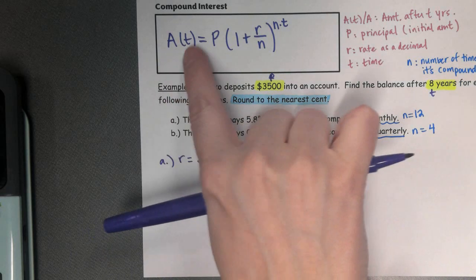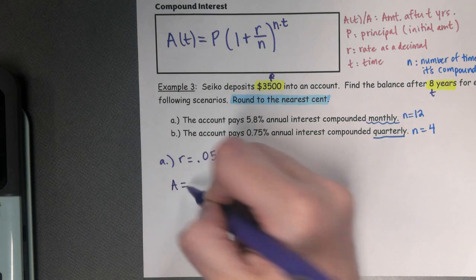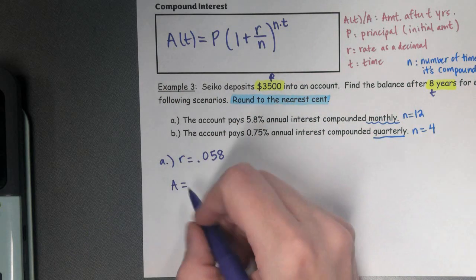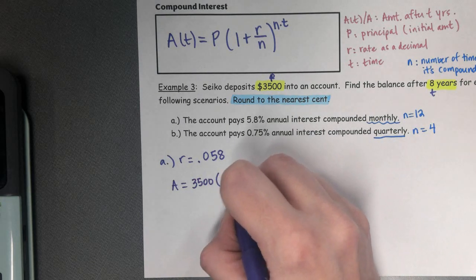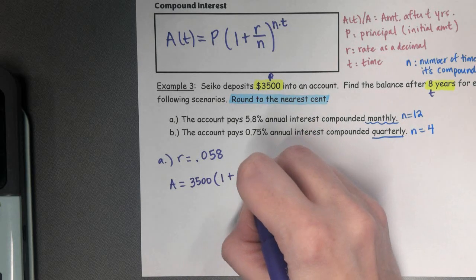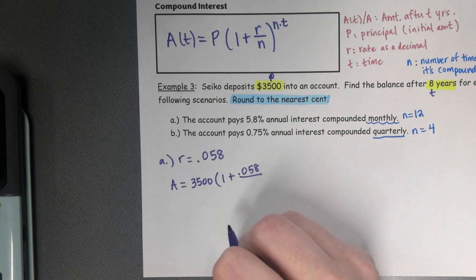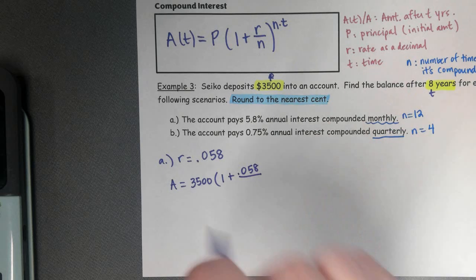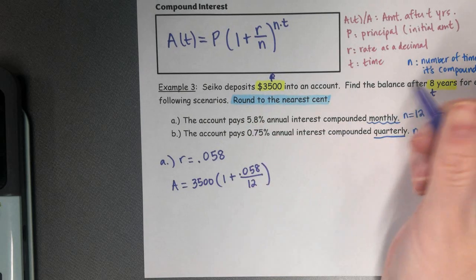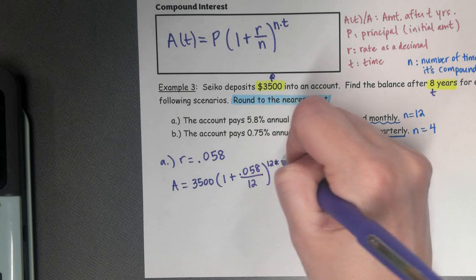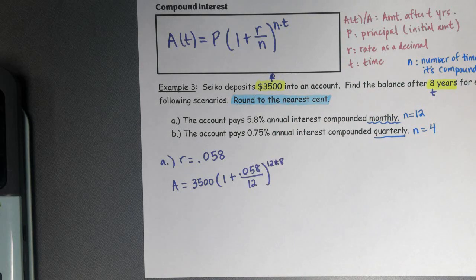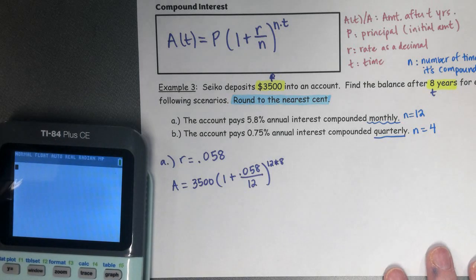Okay, so like I said, sometimes you'll see A of T, sometimes you'll just see A. So your amount is equal to what you originally invested, the 3,500, 1 plus 0.058 divided by, in this case our N was 12 because it was monthly, and then it's to the power of N times T. So that will be 12 times 8. Depending on your calculator, you just have to be careful about how you enter this into your calculator.